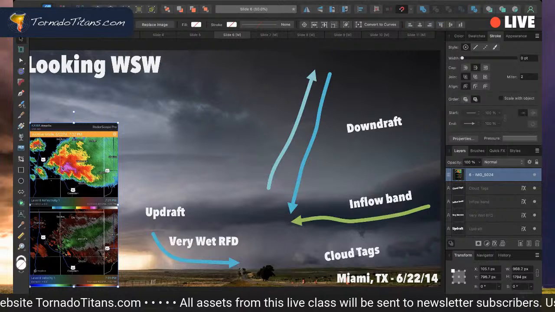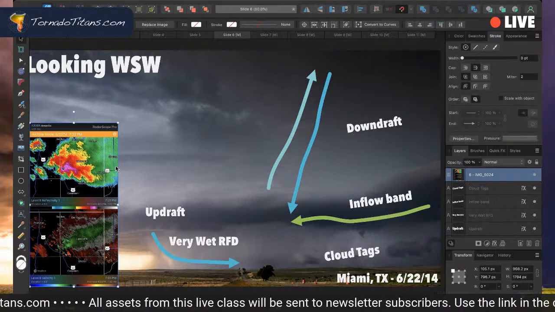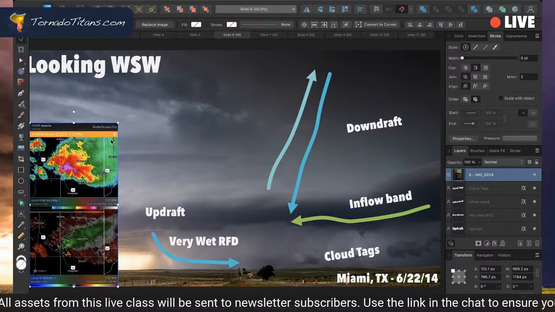So yes, Anita points out she loves RadarScope too. I absolutely agree with that.